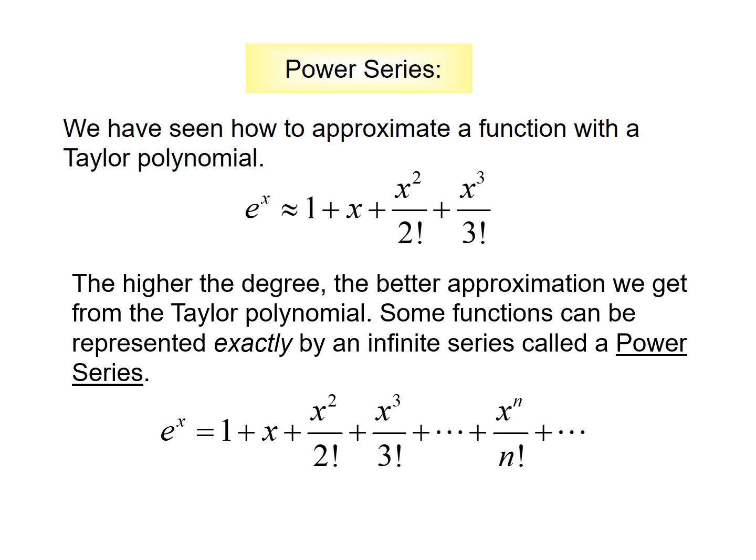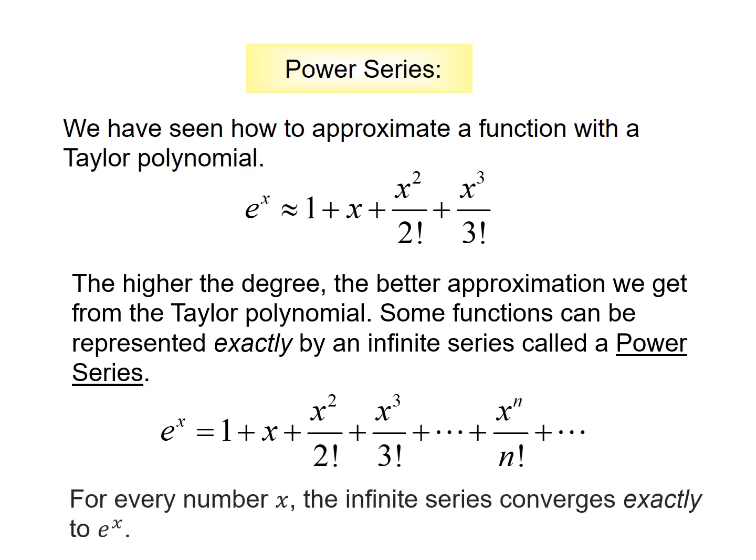We have the nth term out there, but you can see after the nth term, we have plus dot dot dot, indicating that it keeps on going. And whereas a Taylor or Maclaurin polynomial is an approximation for the function, the power series converges exactly to the function. So these two behave exactly the same.